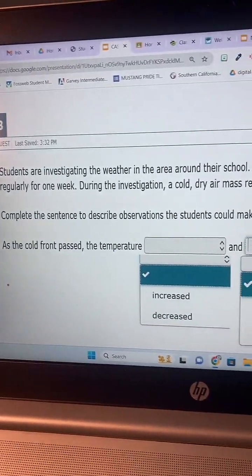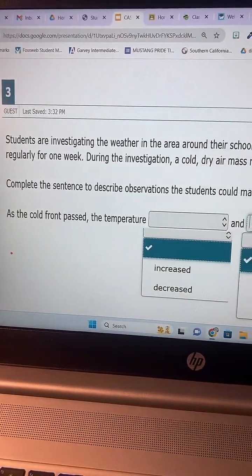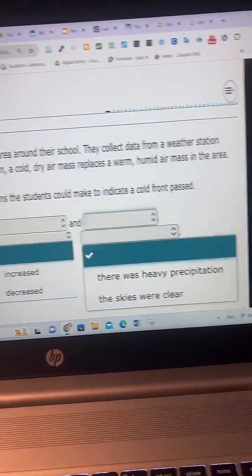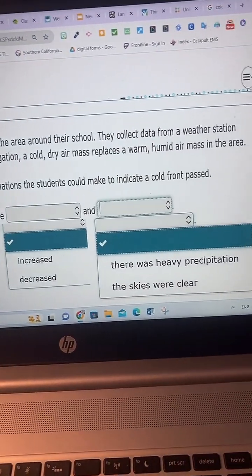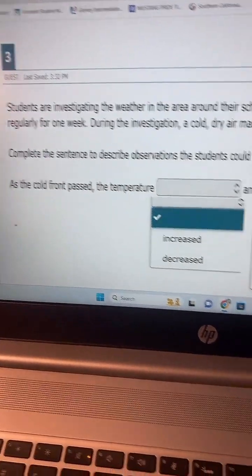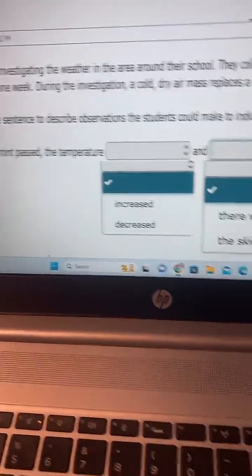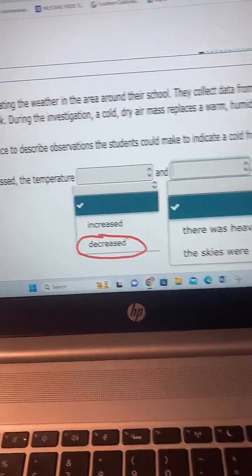Okay, students are investigating the weather around their school. They collect data from a weather station regularly for one week. During the investigation, a cold, dry air mass replaces a warm, humid air mass in the area. Complete the sentence to describe the observation students could make to indicate a cold front passed. Okay, so first of all, did the temperature increase or decrease? Well, it's a cold front. So we can basically say probably cold front means it's colder.